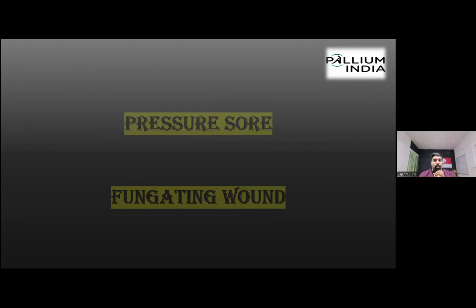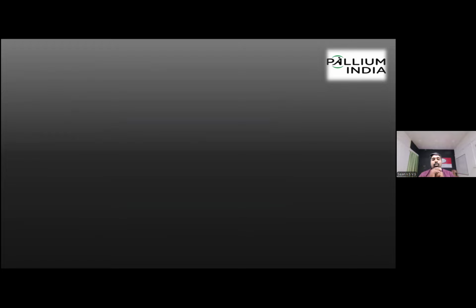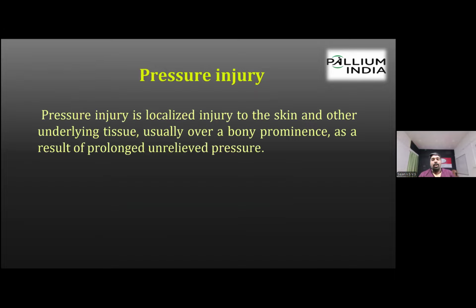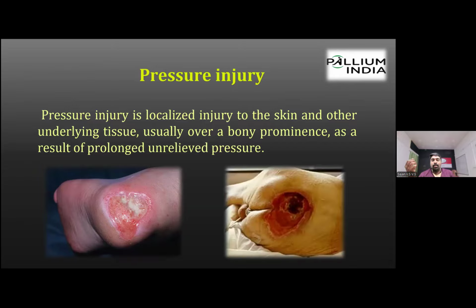So we can move on. I already told you the two types of wound: pressure sore or pressure injury, and the fungating wound. First of all, we can discuss the pressure injury. The initial name was pressure sore, but now we call it a pressure injury. Why? Because, unlike an accidental injury, this is a preventable thing. We can prevent it, but somehow it develops because of some reasons. So we call it a pressure injury.